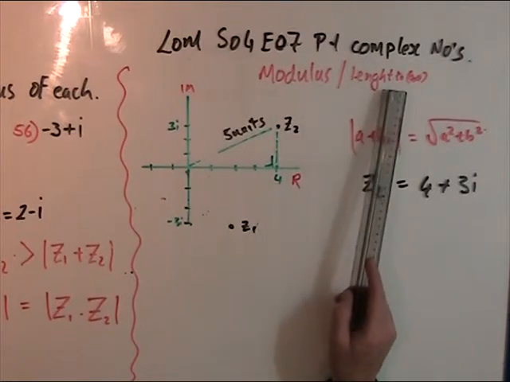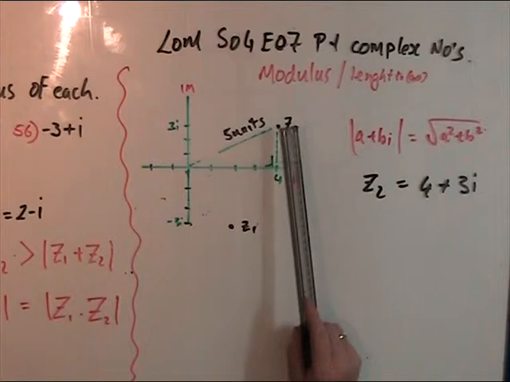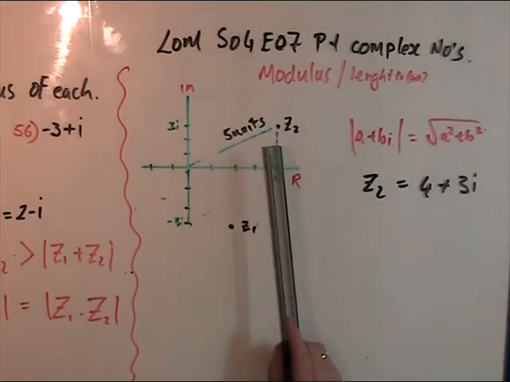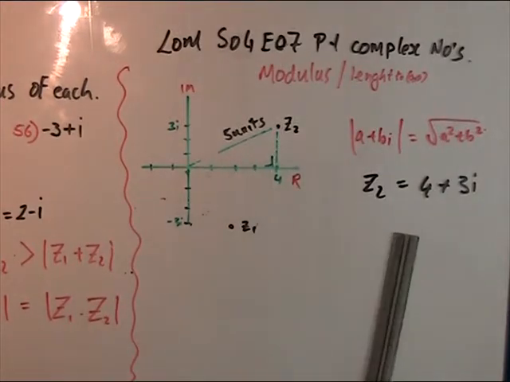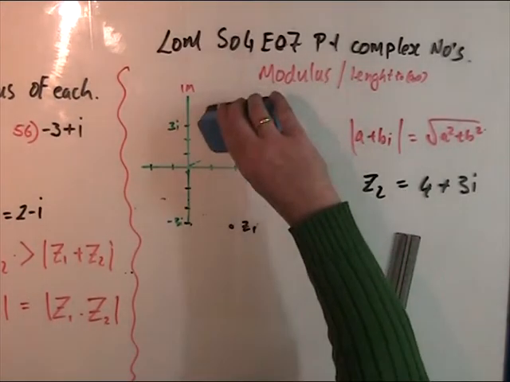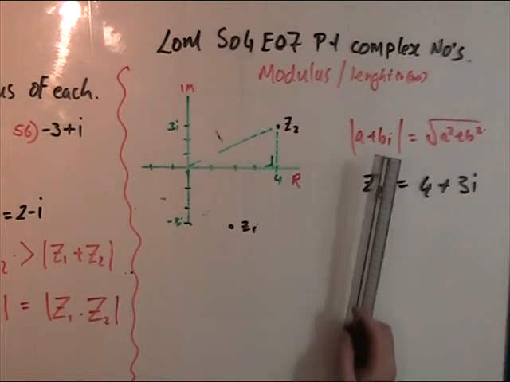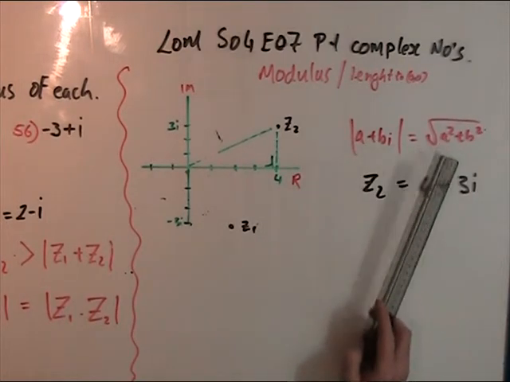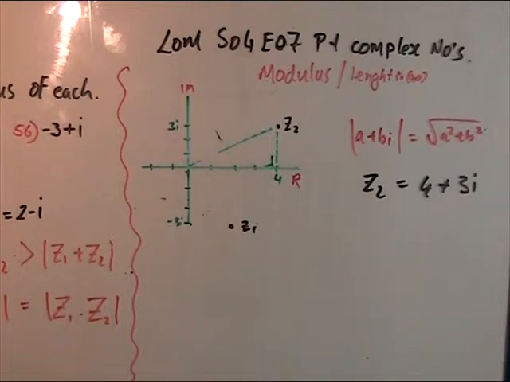Modulus refers to the length of a line. Now we have this point out here, Z2, and we want to find the length of Z2 to the origin. Before we do that, there's a rule we follow: the length of the line a plus bi, we square them and get the square root of them.